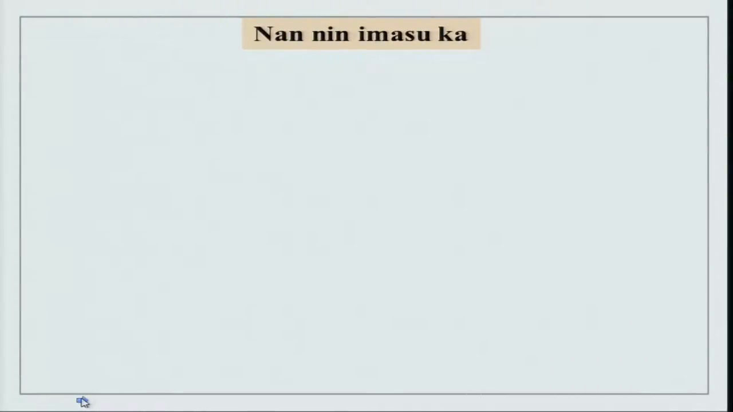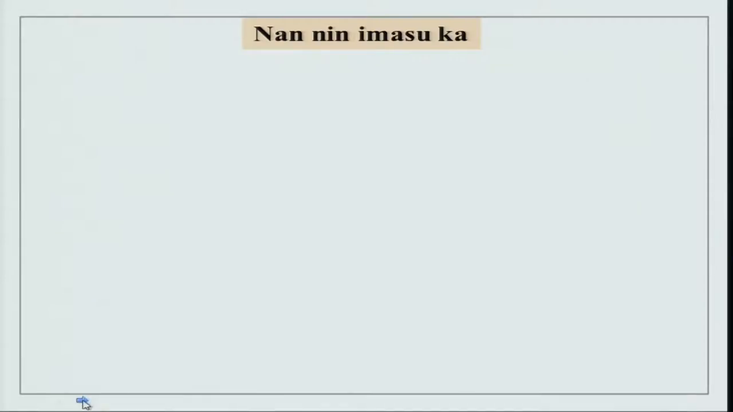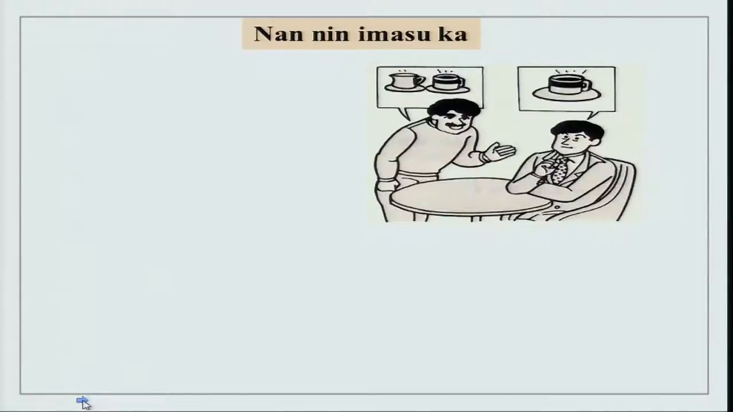Now, in one of the previous lessons, we have done nannin imasu ka? How to count people. So, the question is, you look at a group of people, look at a picture where a lot of people are present and you say nannin imasu ka? You want to ask how many people are there. So, well, let us see what is there in this. We have a picture for you over here. There are two people. So, well, what will you say? Futari imasu, that two people are present.